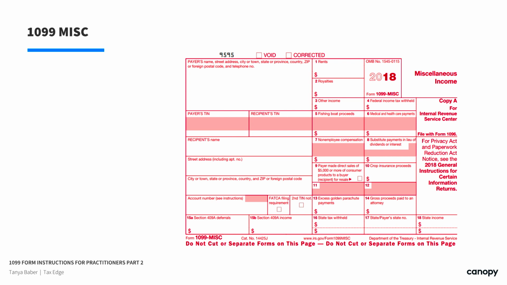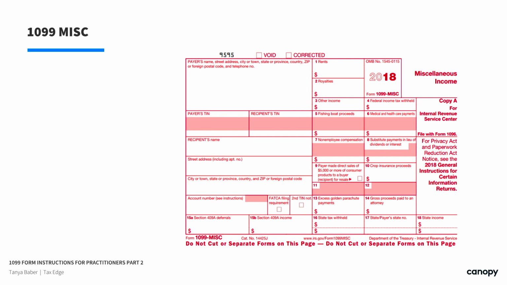Now, this is just a checkbox. It has no dollar amount, and it can be used in conjunction with amounts reported elsewhere. So let's say in conjunction with box 7, but because it was a direct sale of $5,000 or more for resale, then there would be a checkbox in addition to that.